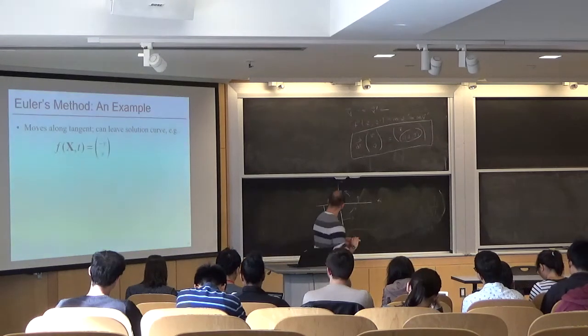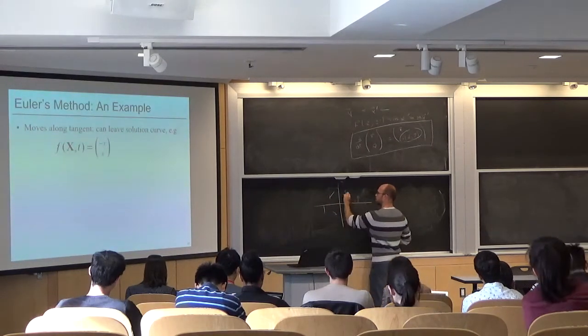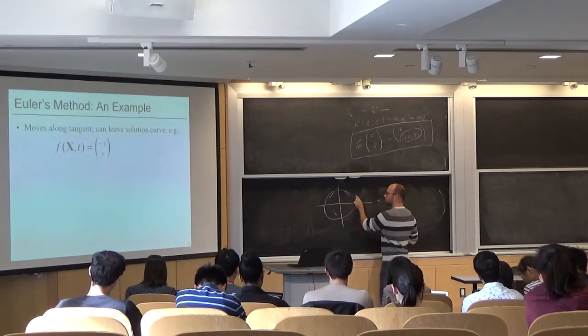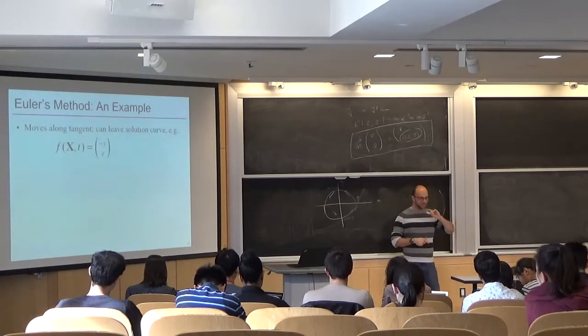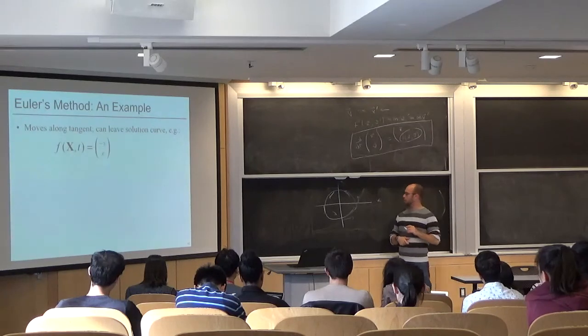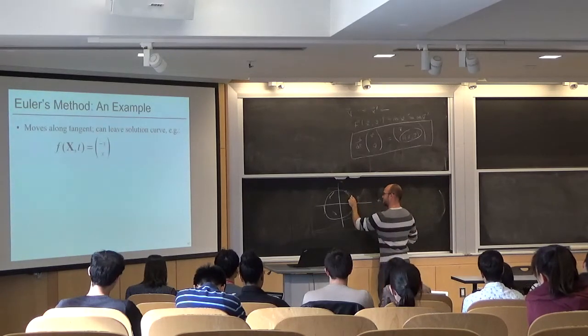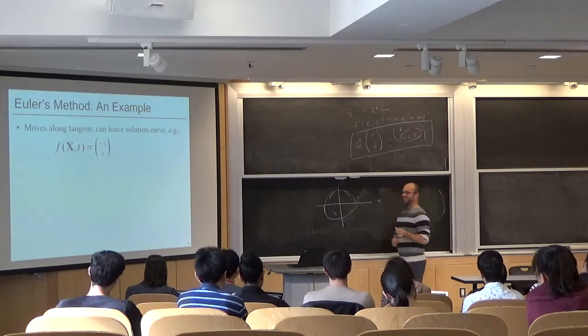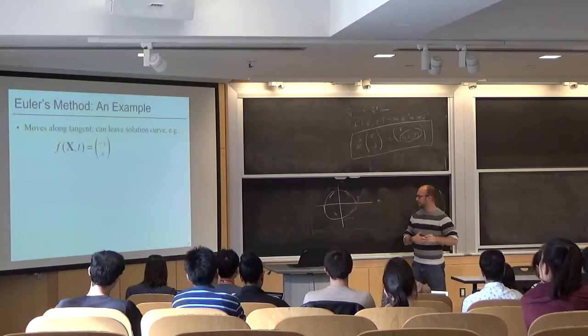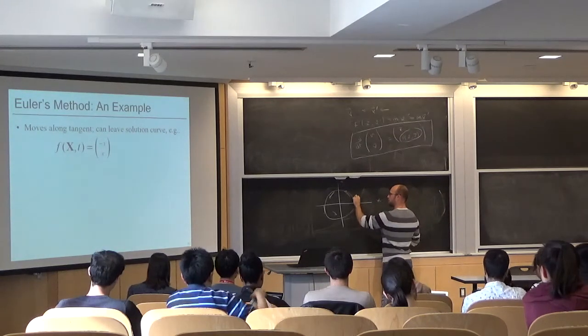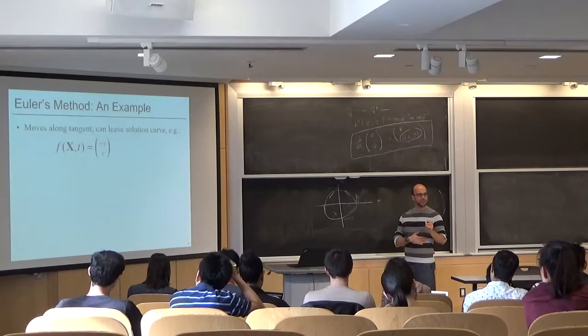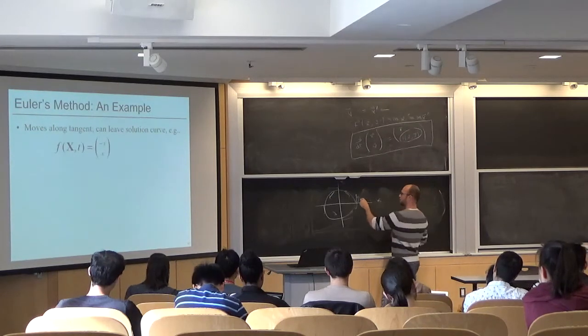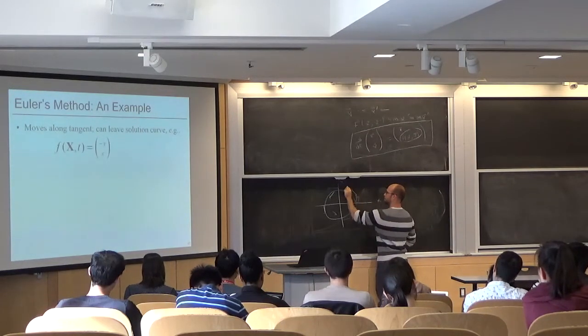In reality, the integral curves of this thing are circles. I'm not nearly as good at drawing as that guy on YouTube. But in Euler's method, I walk along a straight line for a little while before I reevaluate my vector field. And I reevaluate it here and so on.